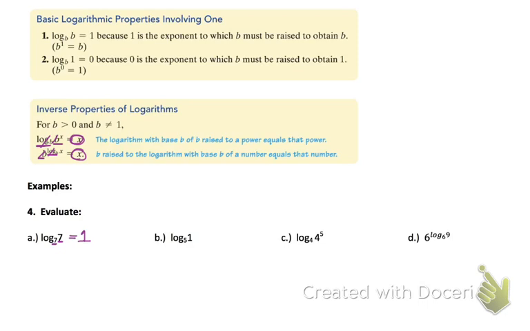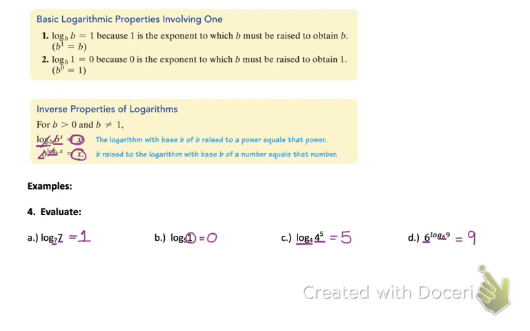Example B, the log base 5 of 1. Anytime you take the log of 1, it doesn't matter what the base is, the answer is going to be 0. Now here for example C, I have the log base 4 and I have 4 to the 5th. The bases match, so they undo each other, and all I'm left with is the exponent, which is 5. Similarly, the base of the log here is 6, so we just end up with 9.